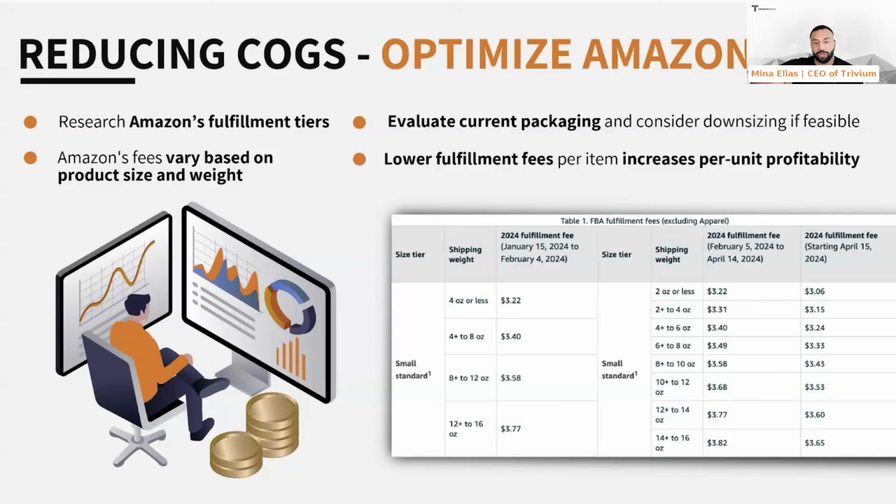But when you start going from small standard to large standard and so on, maybe you have a product that is in a certain packaging that if the packaging changed, the product can still be in there, but it will be a smaller package or a lighter package or whatever. And instead of being $4.50, you can become $3. So you basically save $1.70 per unit.